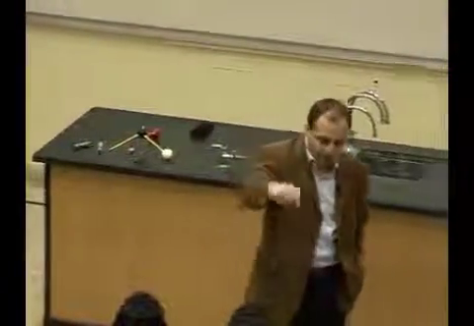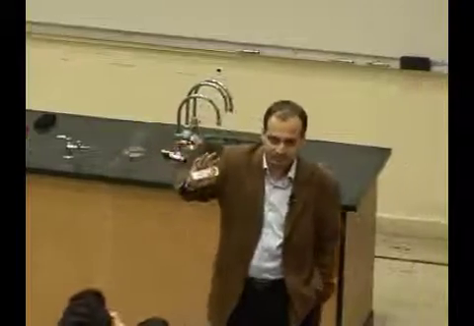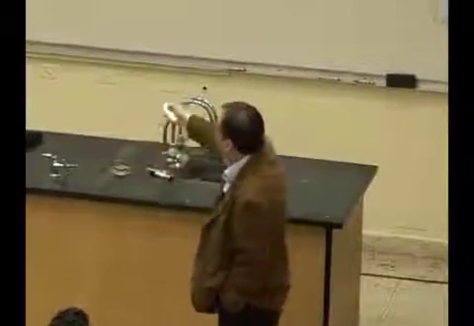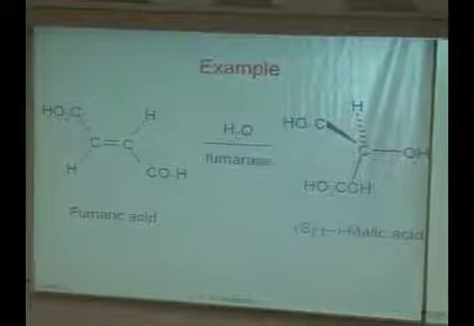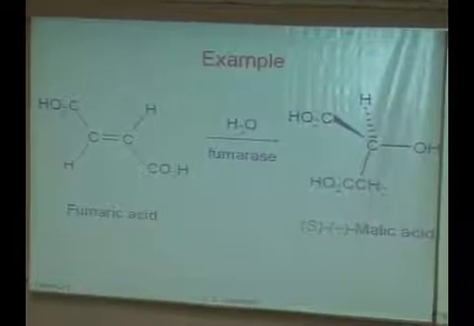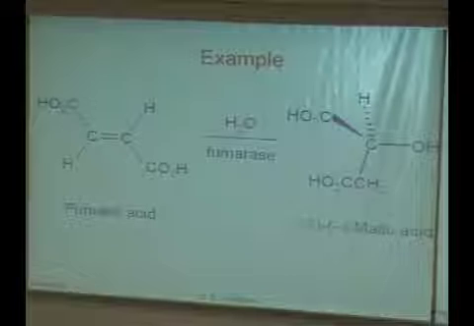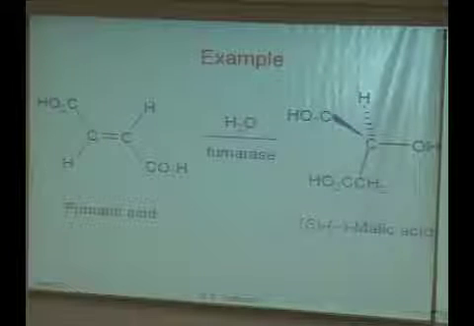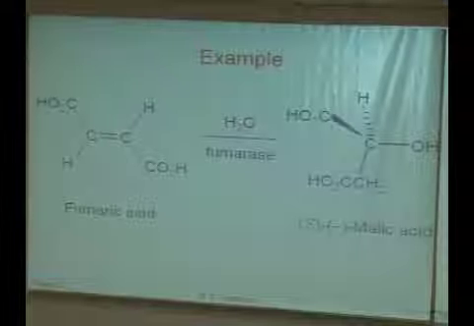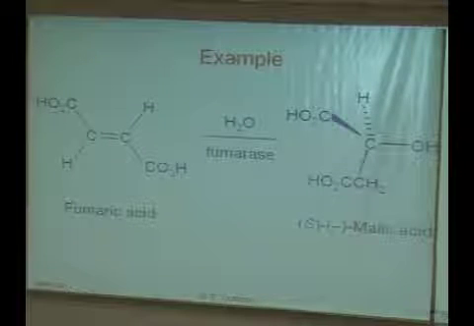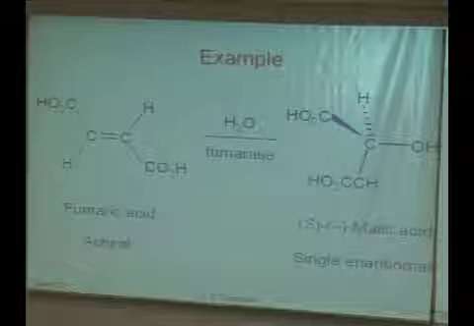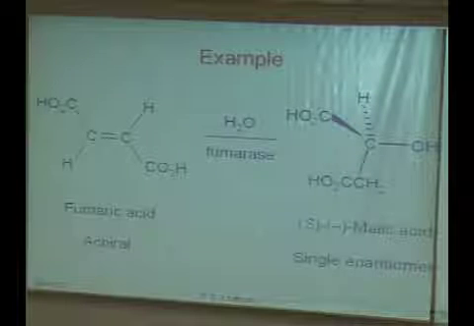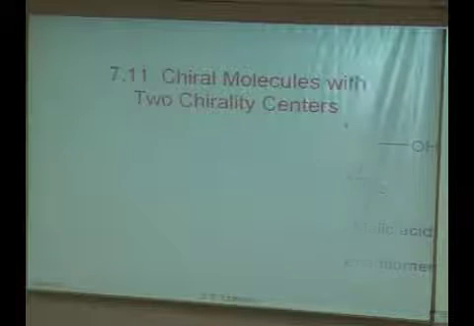What you can conclude here is that fumarase must be chiral. You started from optically inactive material and you are getting optically active product. There must be some chiral, optically active reactants in the reaction. Otherwise, you cannot get optically active products. This is optically inactive. Water is, of course, optically inactive. Fumarase must be optically active. That is our conclusion. Okay, this is chiral. It is getting a single enantiomer because fumarase is optically active.